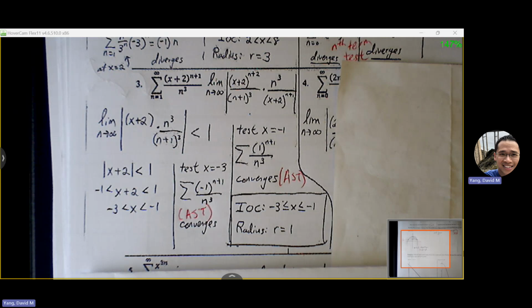Okay, try number 4. If you have no questions with 3, try number 4. Yeah, on my key, I forgot to indicate the reasoning, so we should be saying AST for both -1 and -3 as a reasoning for knowing that the series converge.